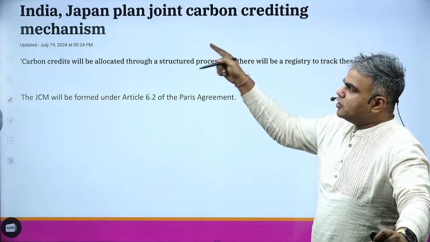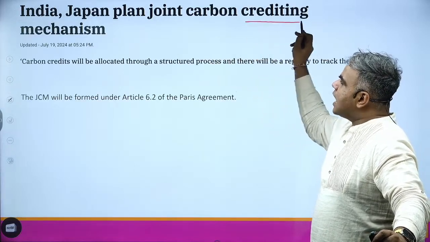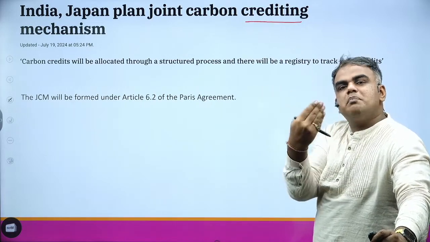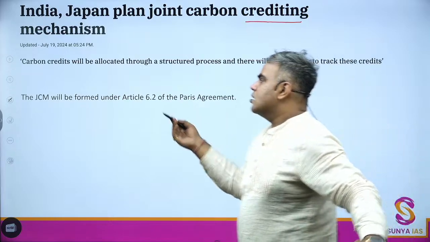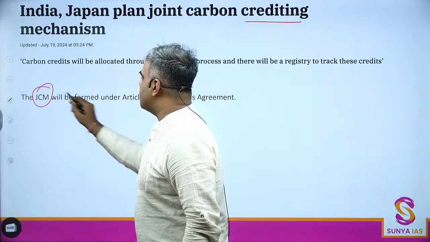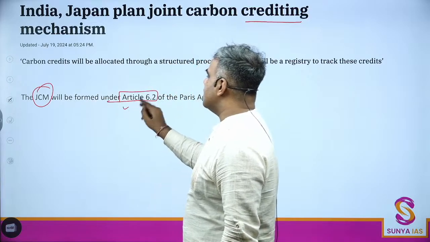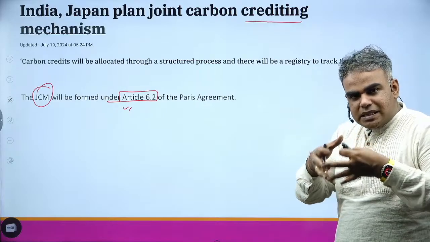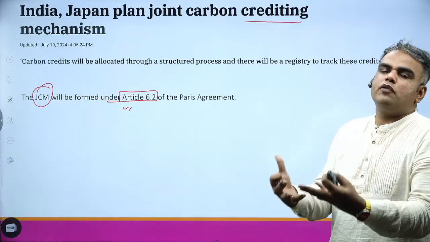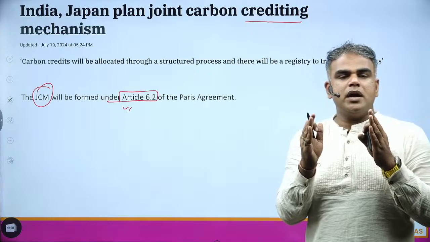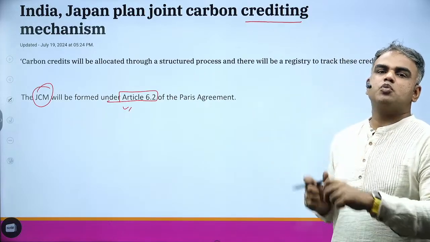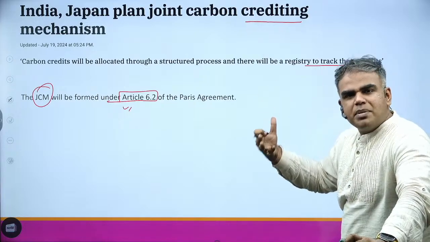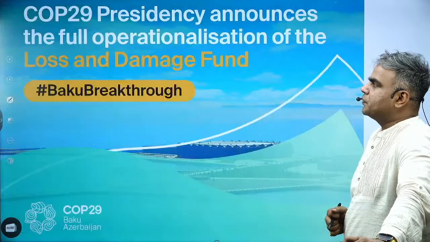Okay. Now, India-Japan plan a joint carbon credit mechanism. India-Japan, of course, is a bilateral, which is why this joint credit mechanism will be formed under which article? This will be Article 6.2. So now you can even tell that if it were collectively under the UN, it would have been 6.4. However, this is specific to 2 countries, bilateral, so it has to be 6.2. Again, there will be a registry to make this happen and so on and so forth. So we'll keep that in mind.